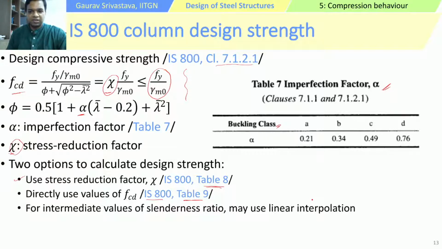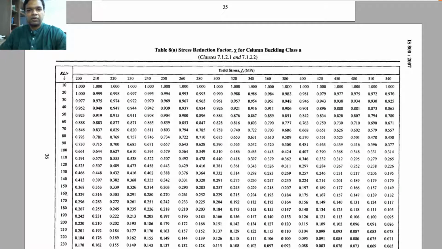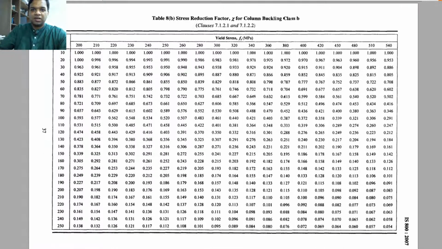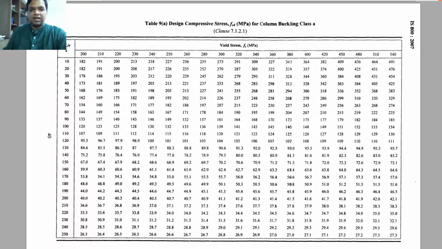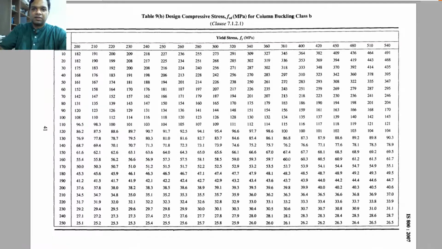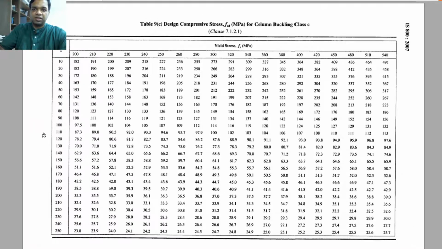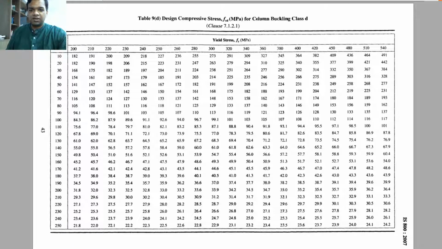Now, these buckling classes we will discuss in a little bit. But before we go into the buckling classes, I just wanted to show you the tables. This is table 8A, which is the stress reduction factor chi for column buckling class A. Similarly, there is table 8B, again values of chi for buckling class B. There are 8C and 8D, which are self-explanatory. Similarly, there is table 9A, which directly gives the design strength fcd in megapascals, for buckling class A. Then fcd for buckling class B, for C, and for D. So this is how these tables can be directly used for different buckling classes.